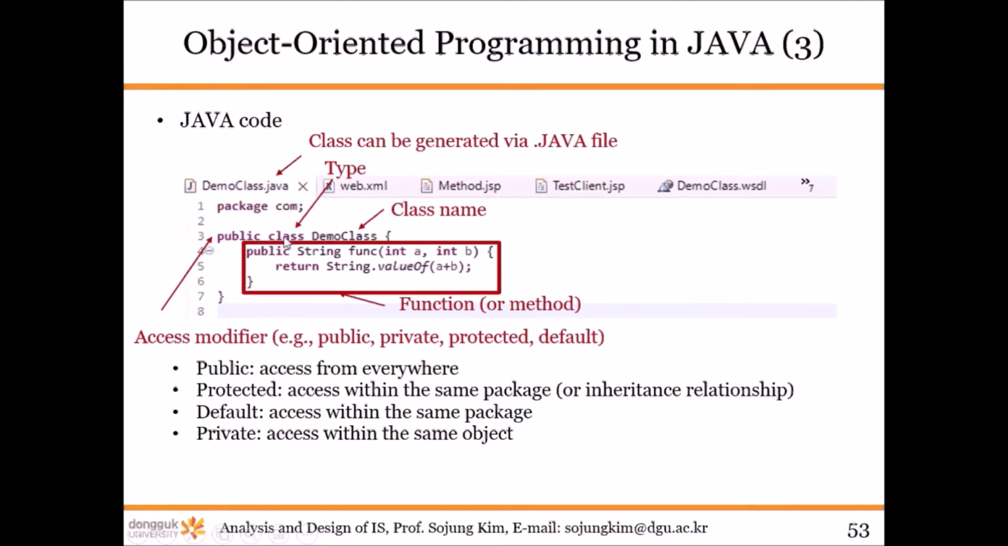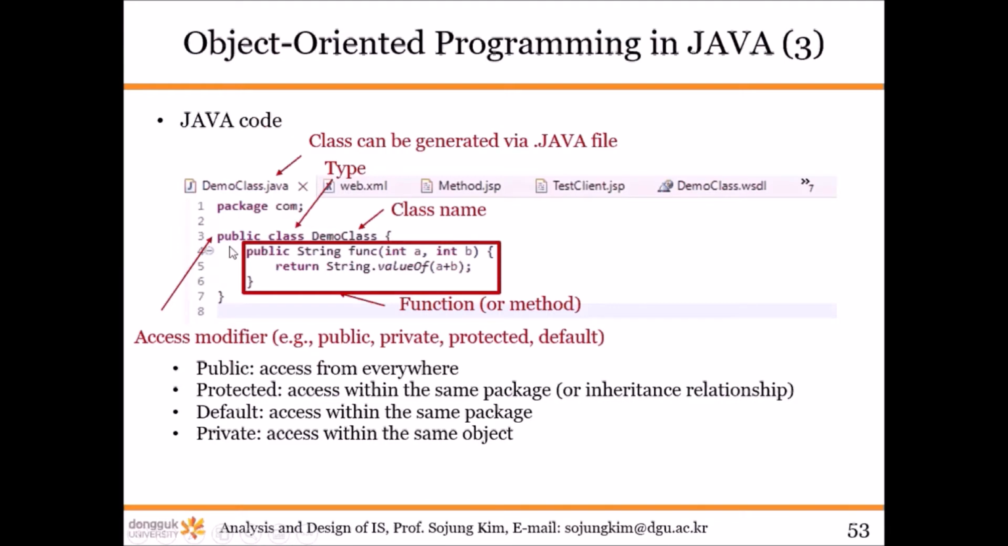Here is public class democlass, and then we have curly braces. This is an access modifier, and the next one is the class type. The type is a class, so the computer can recognize that there is a class defined by this Java code. So public class democlass, and this is the actual name of the class.